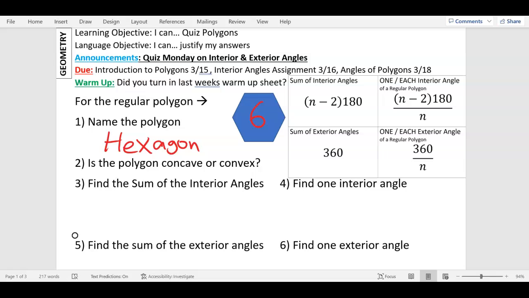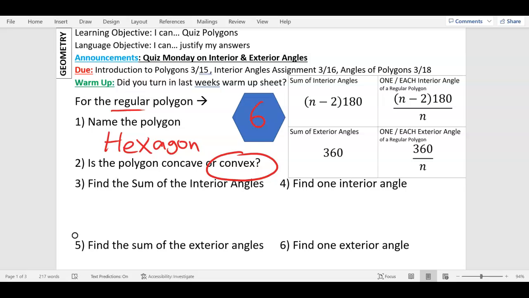Okay. Now, is that hexagon concave or convex? It is regular, and it is convex because all the corners, all the vertices, are pointing out, right? What would make it concave? If they caved in, going inward, right? Okay, so this is convex.